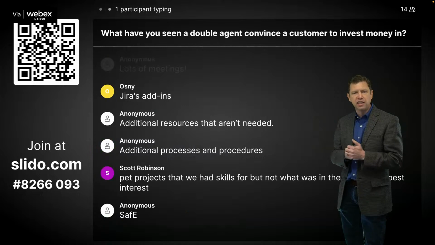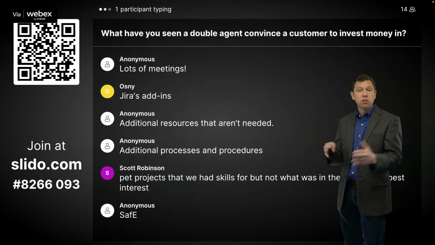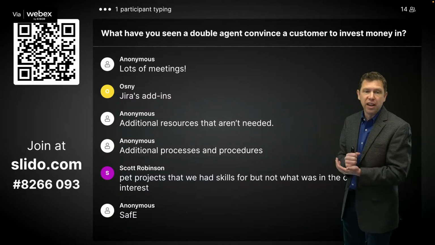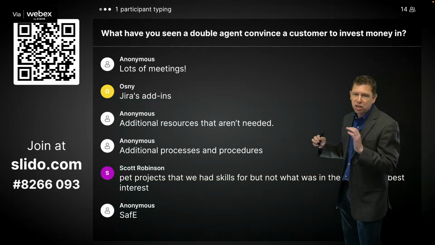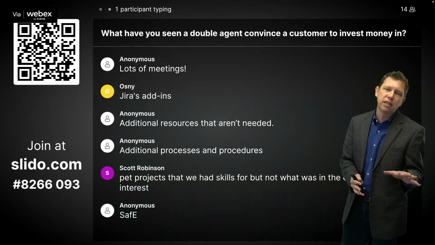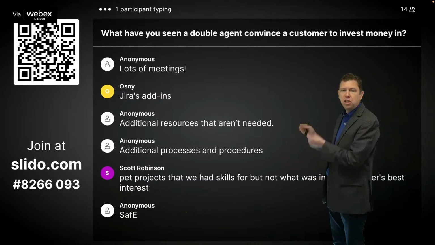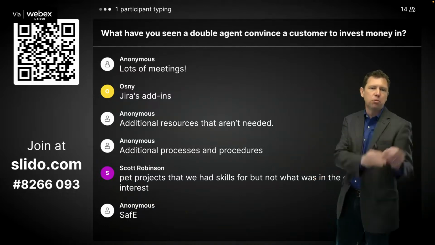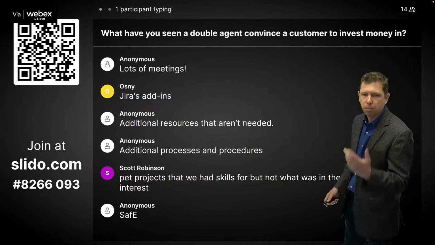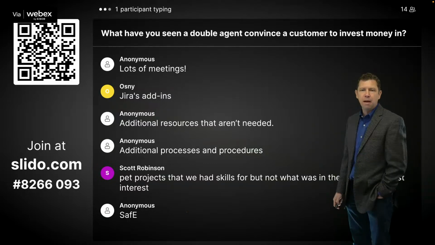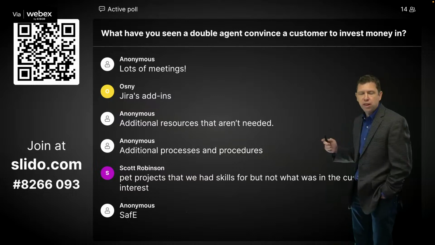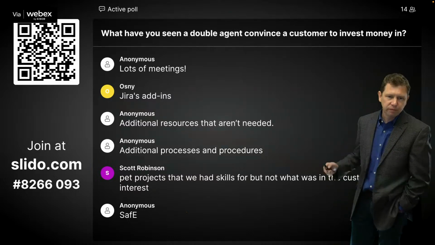Buying Jira add-ins, which can be great things, right? Lots of meetings, that's a good one, right? That's something that double agents can easily convince the customer to invest money in. Not that all meetings are bad, but if it's taking away from the ability to deliver working software into the customer's hand to delight the customer, it probably isn't the best thing. It could be moving them away from the goal.